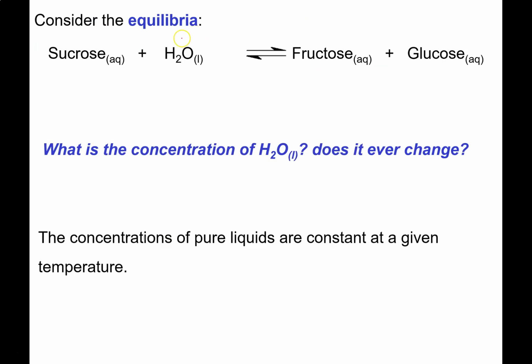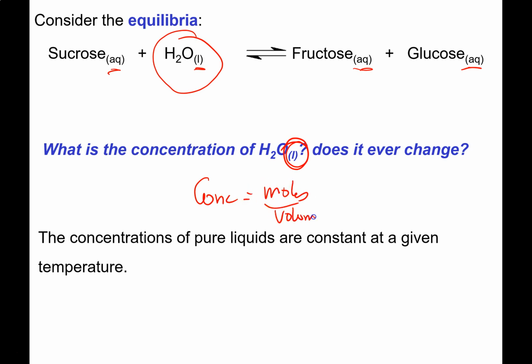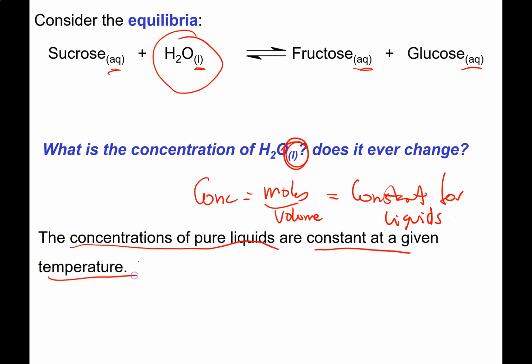Now, there's a similar thing that happens with liquids, right? So here again is a heterogeneous equilibrium. We've got a liquid phase and an aqueous phase. And what you see is that the concentration of pure liquids doesn't ever change either, right? Because remember, the concentration is just the moles in a given volume. And for a pure liquid at a constant temperature, that is a constant for liquids. Okay, so the concentrations of pure liquids are a constant at a given temperature.